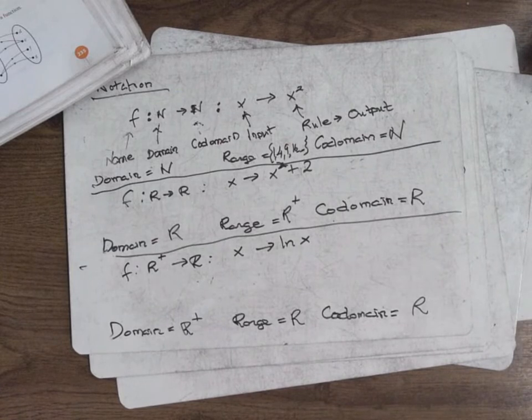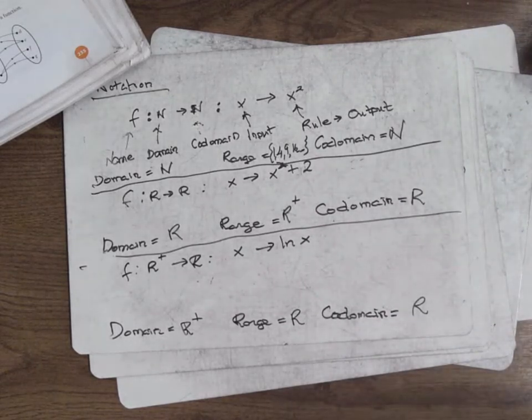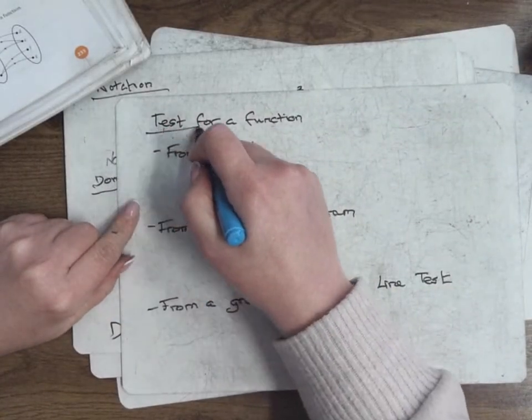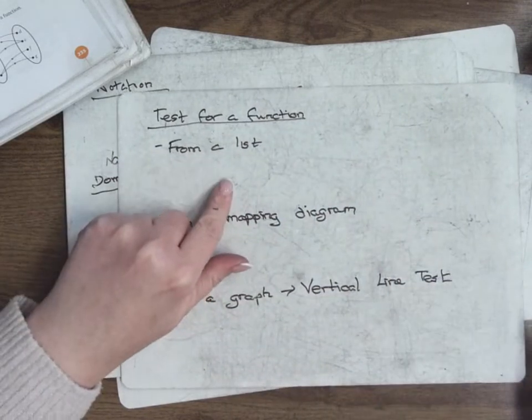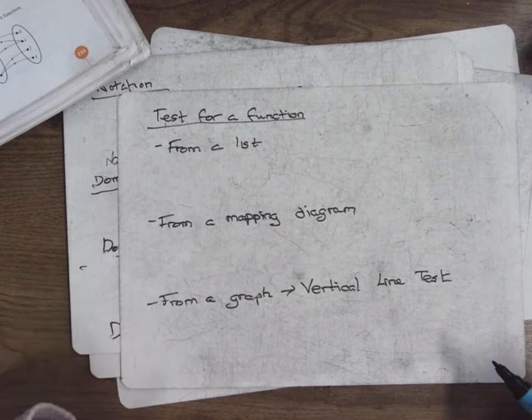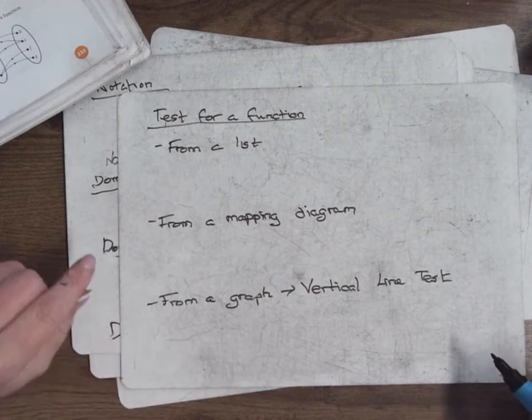Okay, right. How do you look at something and say it's a function? So that's our next plan. Can I go? Yeah? Okay, so our next plan is, how do you test for a function? How do you look at a list and say it's a function? How do you look at a mapping diagram and decide whether it's a function or not? How do you look at a graph and decide it's a function or not?